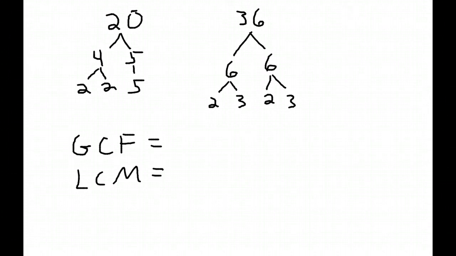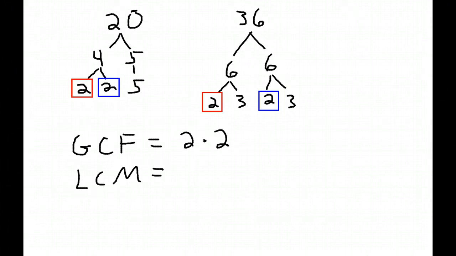Okay, here's our last example. I have the numbers 20 and 36. If I'm looking for the greatest common factor, I'm looking for the largest number that will go into both of them. Now the 20 has 2 2's and a 5. So it looks like they've each got 2 2's, and that's all they have in common. So 2 times 2 is 4. That means 4 is the greatest common factor.